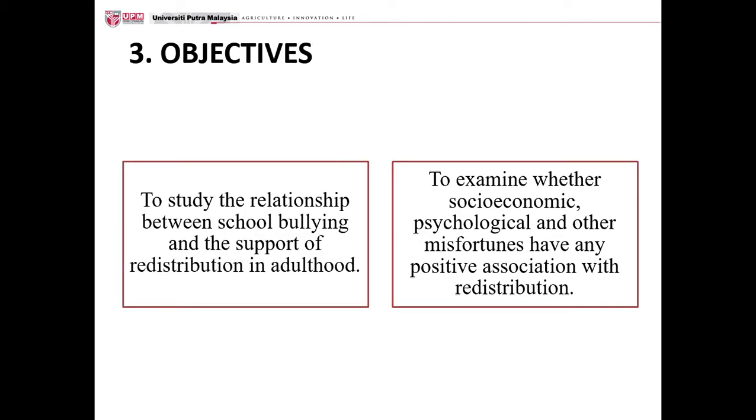So next is the objectives. The study has two objectives. The first one is to study the relationship between school bullying and the support of redistribution in adulthood, and the second one is to examine whether socioeconomic, psychological, and other misfortunes have any positive association with redistribution. So we want to know whether these three factors will give the same impact on how school bullying will give an impact on redistribution in adulthood.